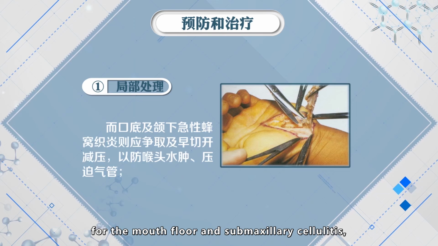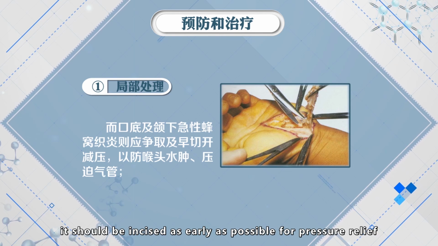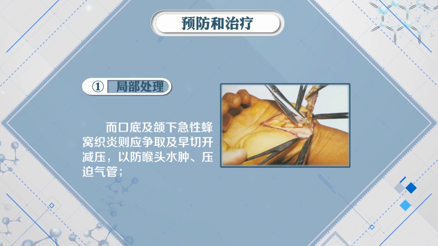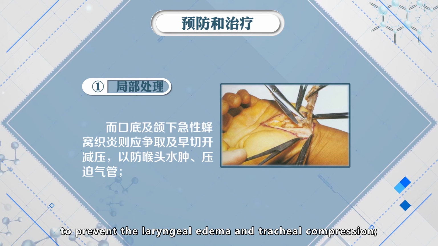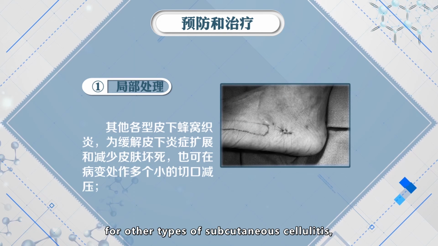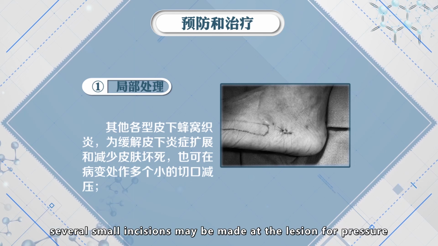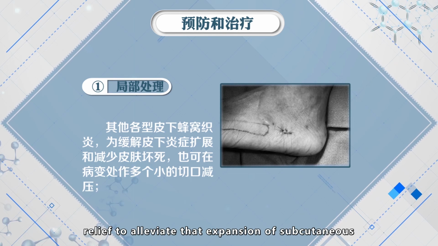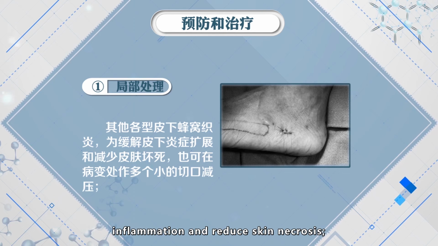For the mouth floor and submaxillary cellulitis, it should be incised as early as possible for pressure relief, to prevent laryngeal edema and tracheal compression. For other types of subcutaneous cellulitis, several small incisions may be made at the lesion for pressure relief to alleviate the expansion of subcutaneous inflammation and reduce skin necrosis.